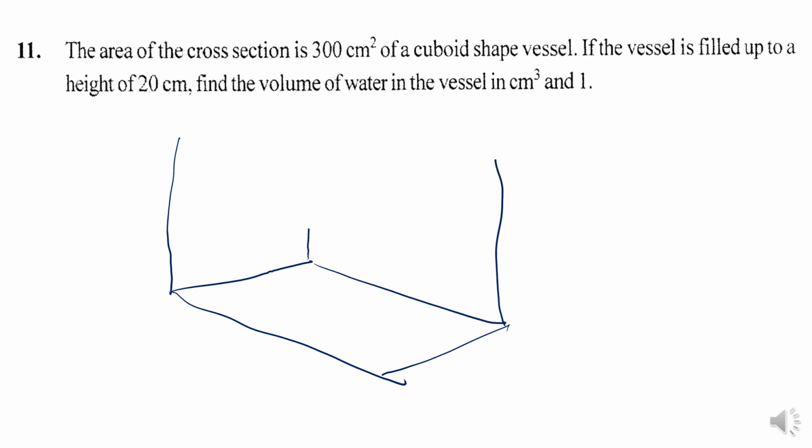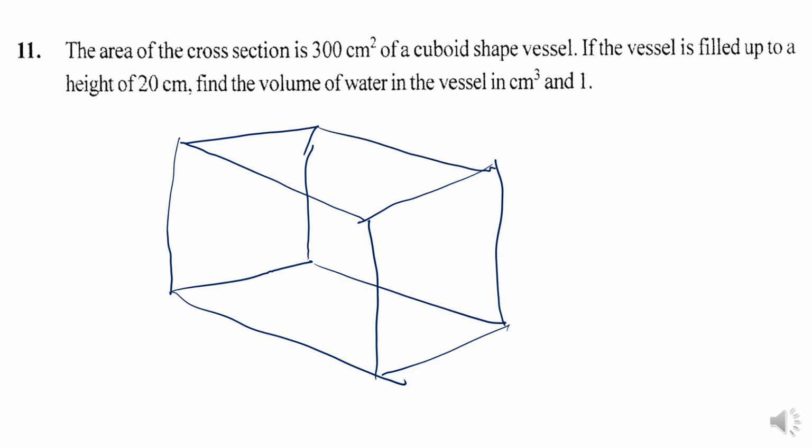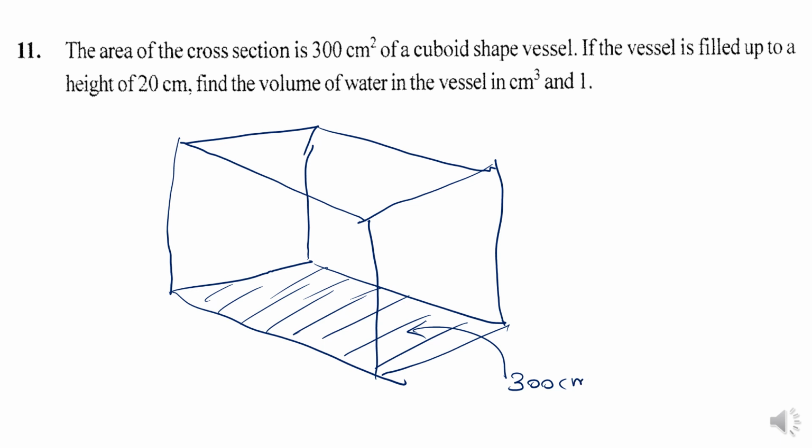This is cuboid shaped, and something like this, and this is its cross section, and this is equal to 300 square centimeters, right? And if the vessel is filled up to a height of 20 centimeters, then we can mark this 20 centimeters here. Say it is 20 centimeters to here. Then there's water something like this. This should be the water surface.